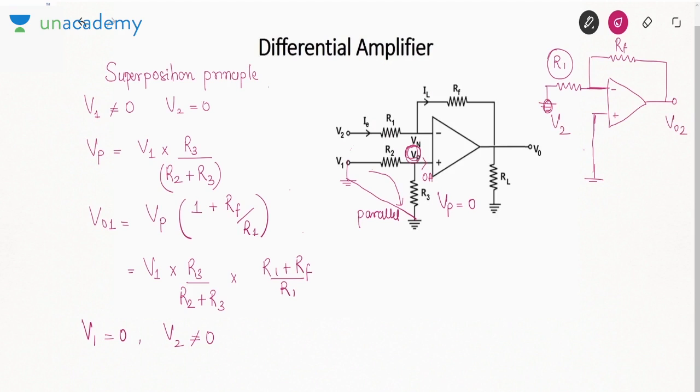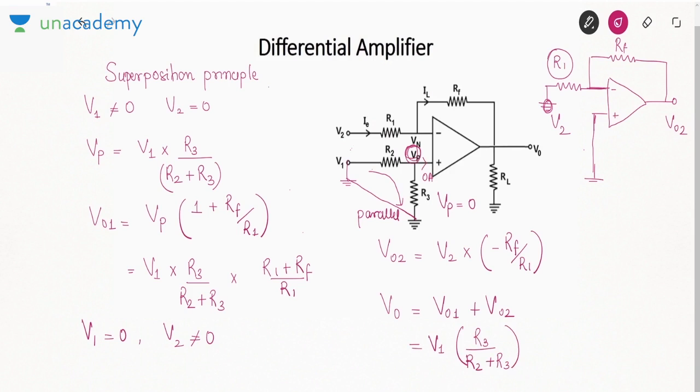It is an inverting amplifier. What is the gain of an inverting amplifier? V2 into minus RF by R1. So you can say that overall V0 is V01 plus V02. V1 R3 over R2 plus R3, R1 plus RF over R1, minus V2 RF by R1.